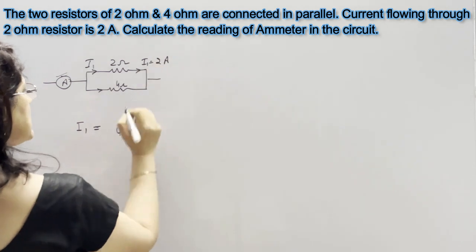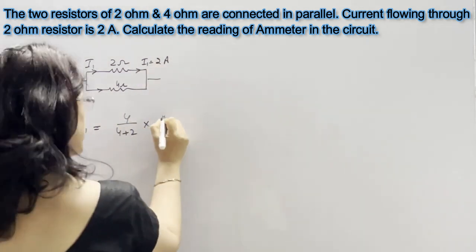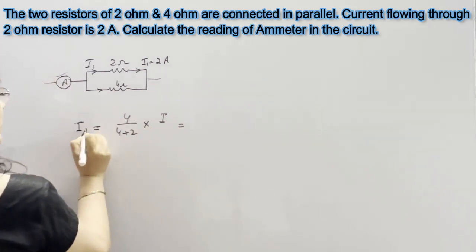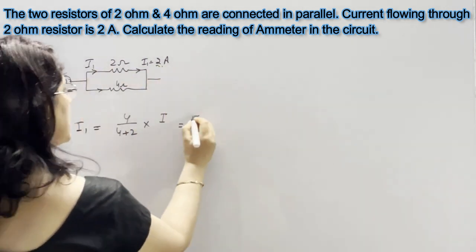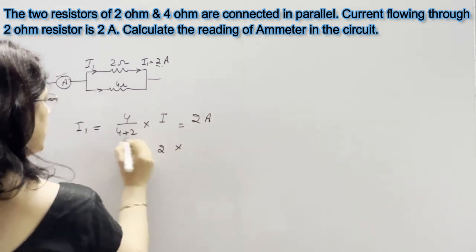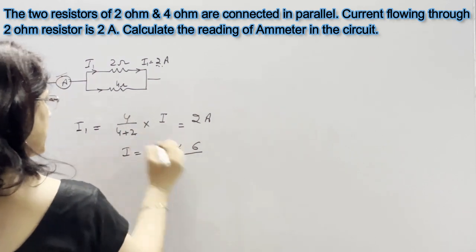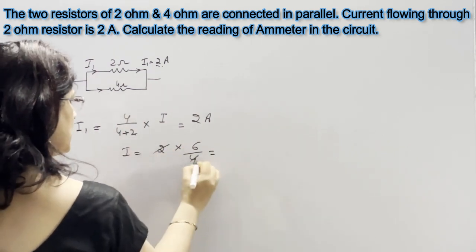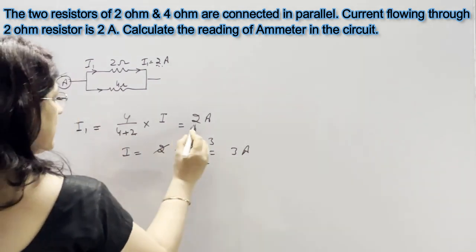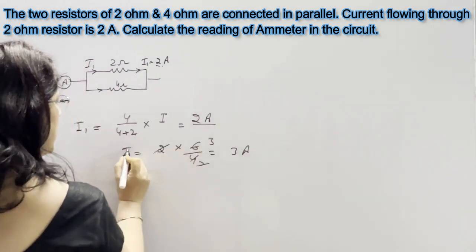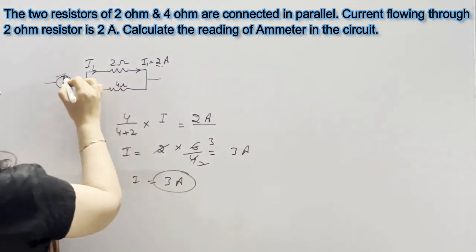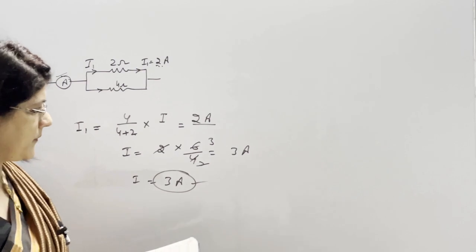And total current in the circuit here we don't know. So we take it as I. But its value, the branch I1 carrying this current, we know that it is 2 ampere. So I is equal to 2 into 4 plus 2, 6 in the numerator and 4 in the denominator. So 2, 2, 4 and then 3. So 3 ampere. So if this I1 current is 2 ampere, then total current in the circuit I is equal to 3 ampere. It means the reading of the ammeter is 3 ampere.